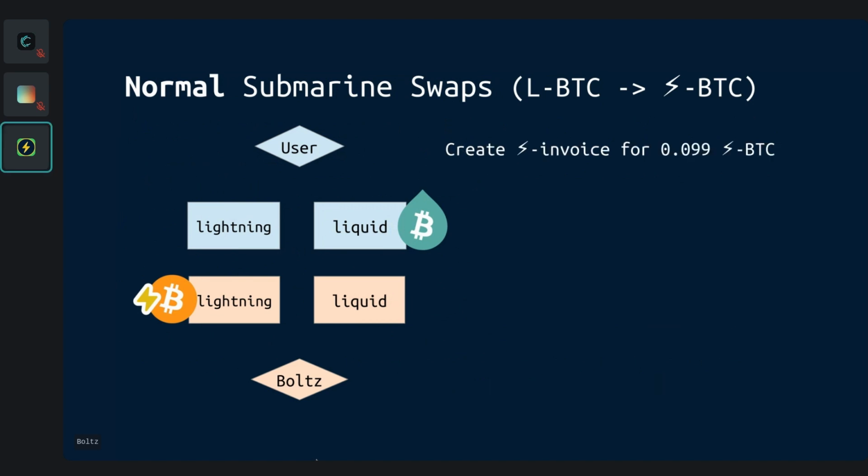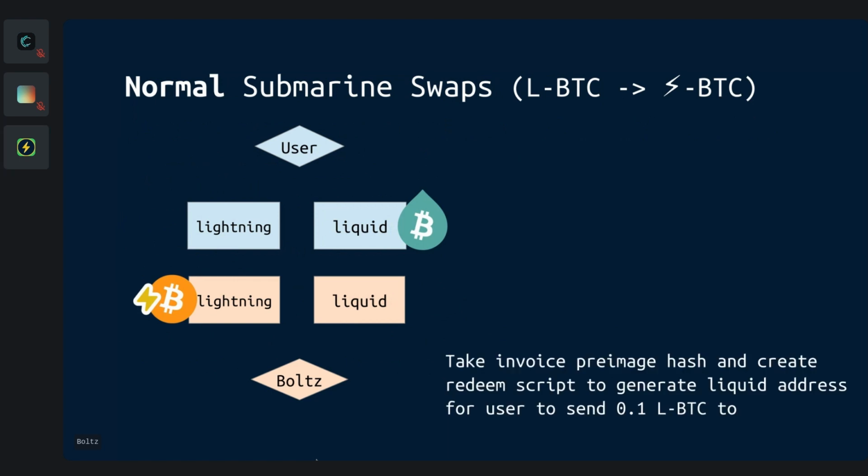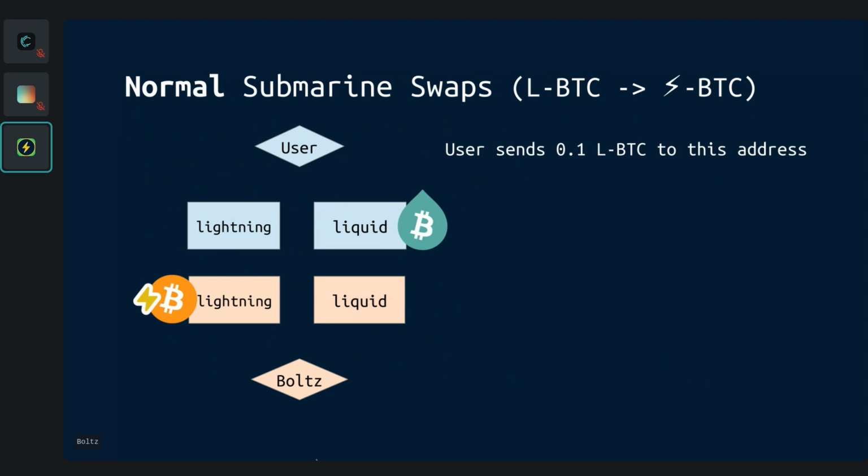So the protocol starts by the user's application, which in a lot of cases is our web app, creating a Lightning invoice for 0.099 Bitcoin and then sending it to Boltz. Boltz takes the invoice pre-image hash, not the pre-image because it doesn't have it, but the hash, and creates a redeem script and derives the liquid address of that, and asks the user to send 0.1 liquid Bitcoin to it. The user then sends this 0.1 liquid Bitcoin to this address.